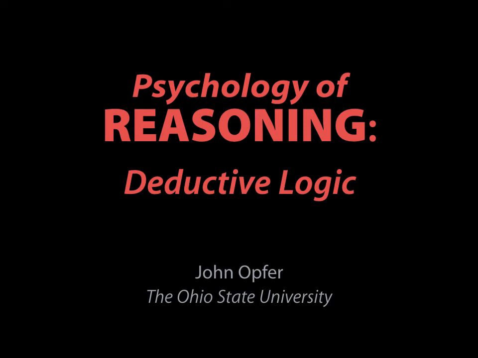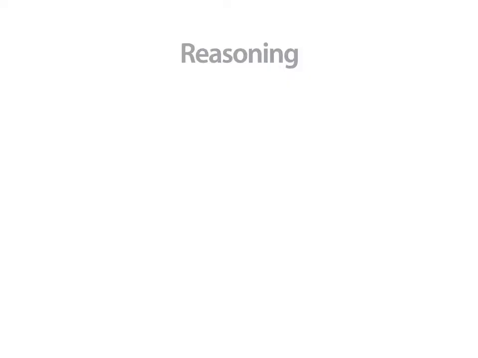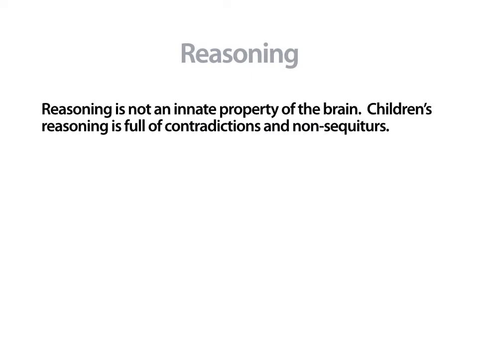This is the third of 4 parts on the psychology of reasoning. In this part, we'll talk about deductive logic. We saw in the last section on reasoning that reasoning is not an innate property of the brain. Children's reasoning is full of contradictions and non sequiturs.